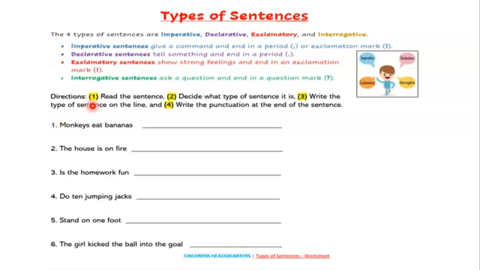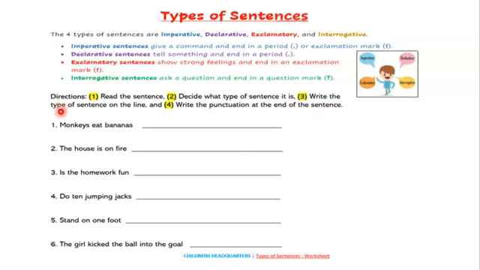So the first part of the directions tell us to read the sentence, right? So let's read the sentence together. "Monkeys eat bananas." Number 2 says decide what type of sentence it is. So, is this sentence giving us a command? Is it telling us something? Or is it showing strong feelings? Or is it asking us a question? "Monkeys eat bananas." Right. Very good. This is simply just telling us something.